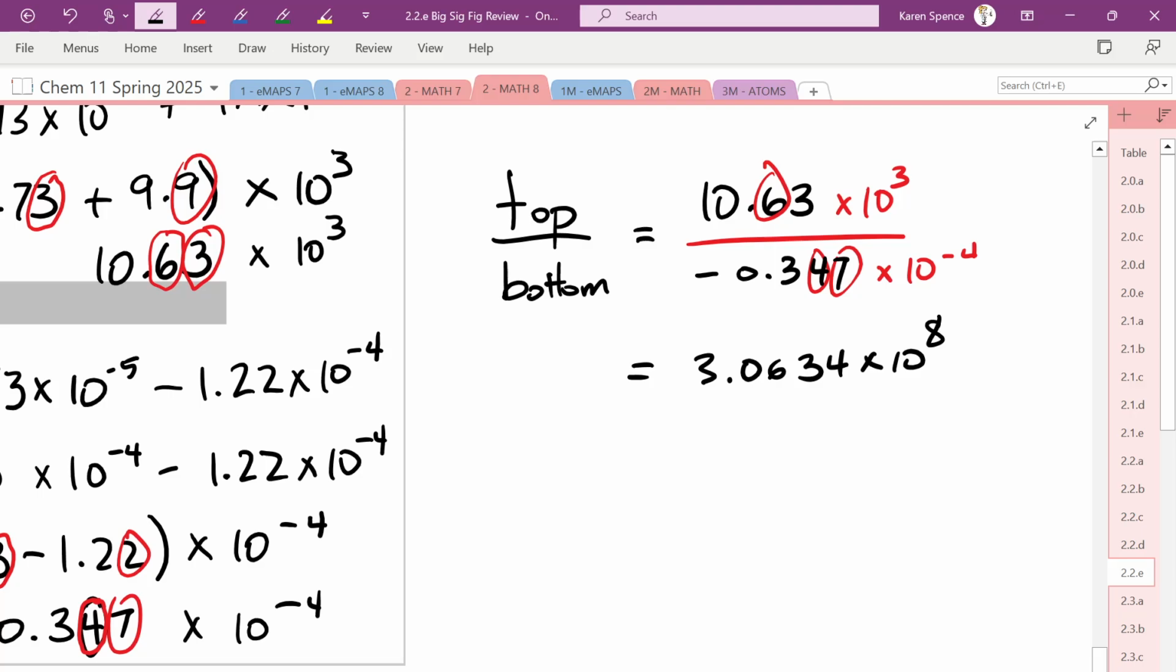Now, how many sig figs do we need? We look here and we say, I've got 3 sig figs here because the 6 is my uncertain digit. We have 2 sig figs here because the 4 is the uncertain digit. I forgot that this should be a negative. And so 2 sig figs, 3 sig figs, our final answer should go to 2 sig figs. Look to the right, negative 3.1 times 10 to the 8.